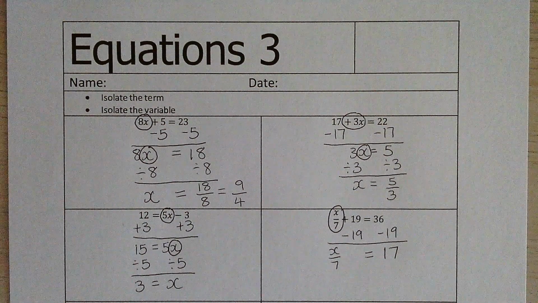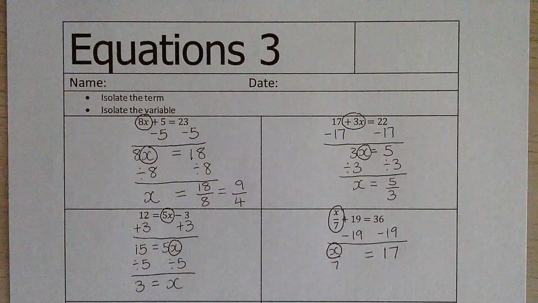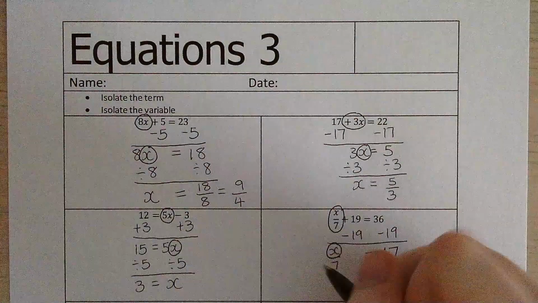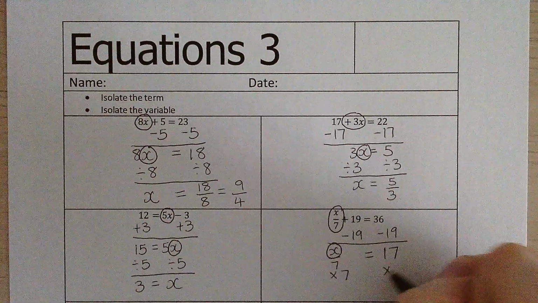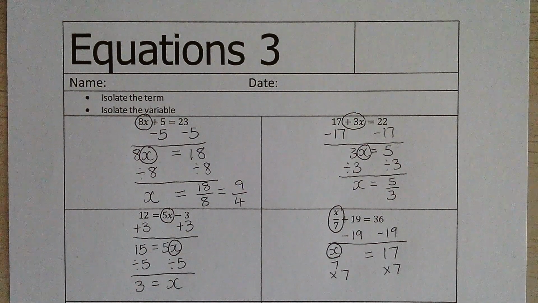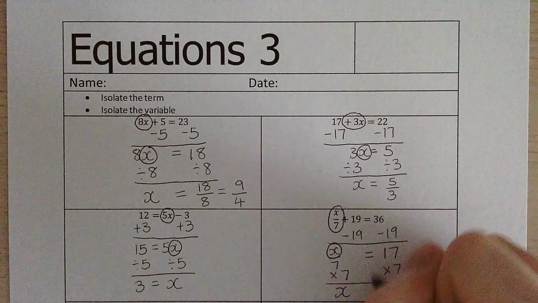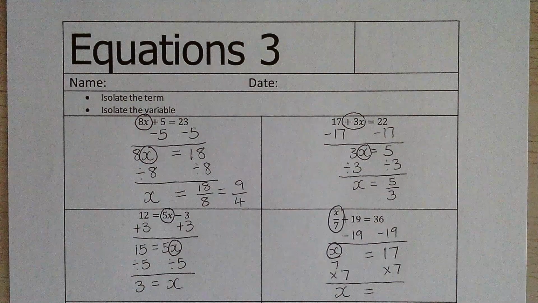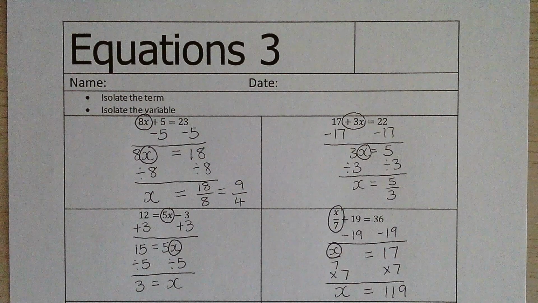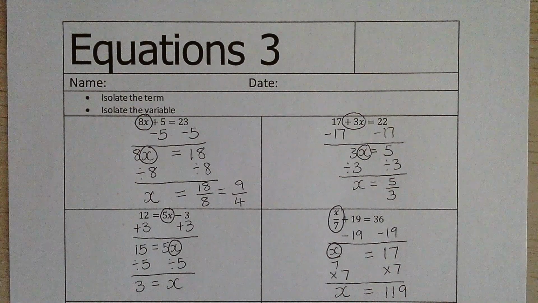I now need to isolate the variable, so I need to get x by itself. So I need to undo this division by 7, and we do that by multiplying both sides of the equation by 7. This gives us x, the equal sign will drop down, and 17 times 7 is 119. So our answer to this question is x equals 119.